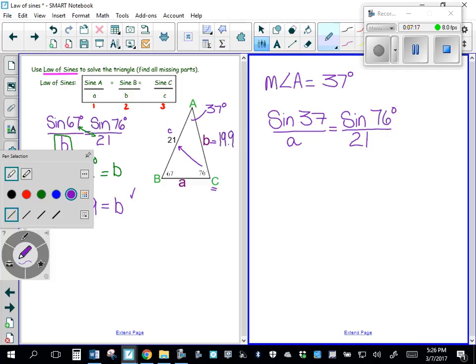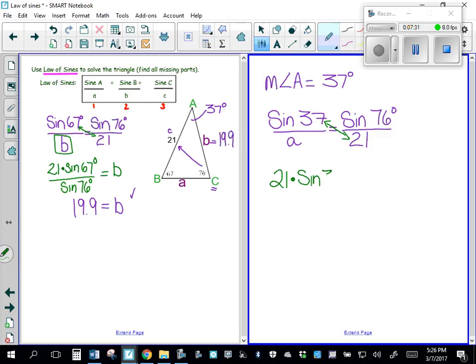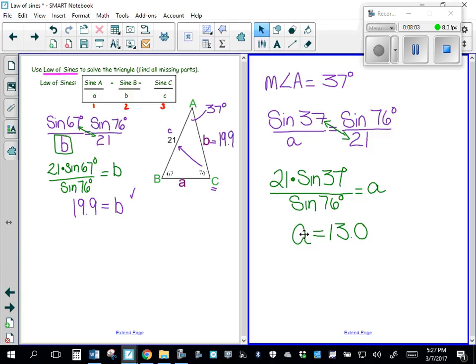So now I have this diagonal. So I'm going to say 21 times the sine of 37 degrees divided by the sine of 76 degrees is equal to the length of A. And when I type that into my calculator to the nearest 10th place, I get A is 13.0. So that's the law of sines.